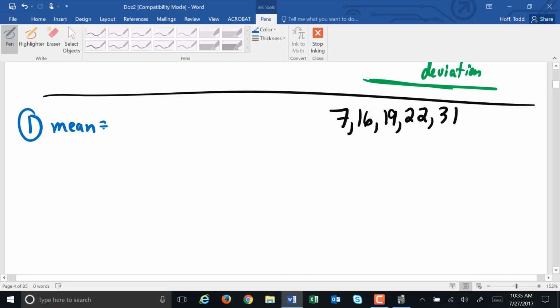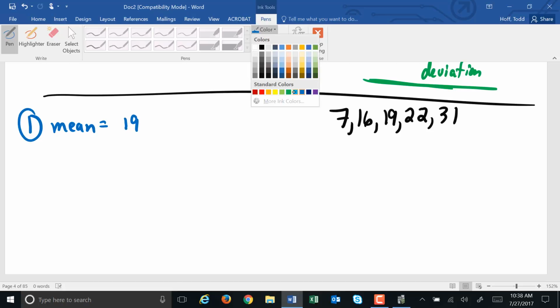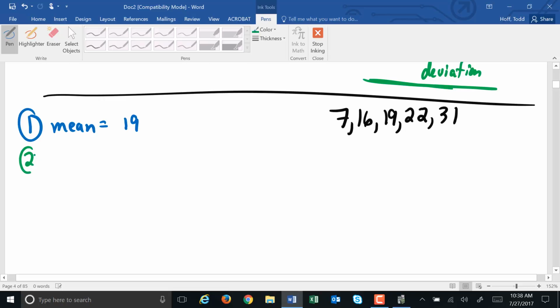I'll give you a hint. The first step is to find the mean. In your notes, I'm going to give you a few minutes. Try to find the standard deviation of that. So the mean is 19. What's step 2?